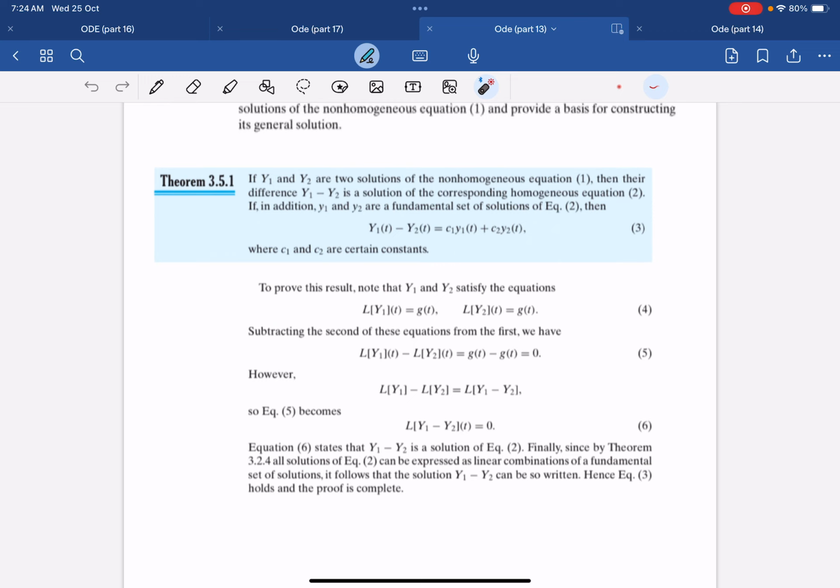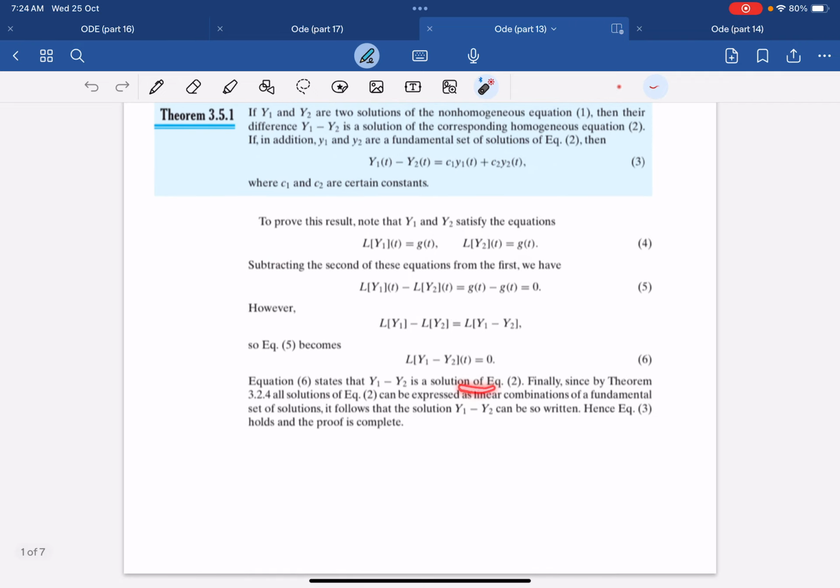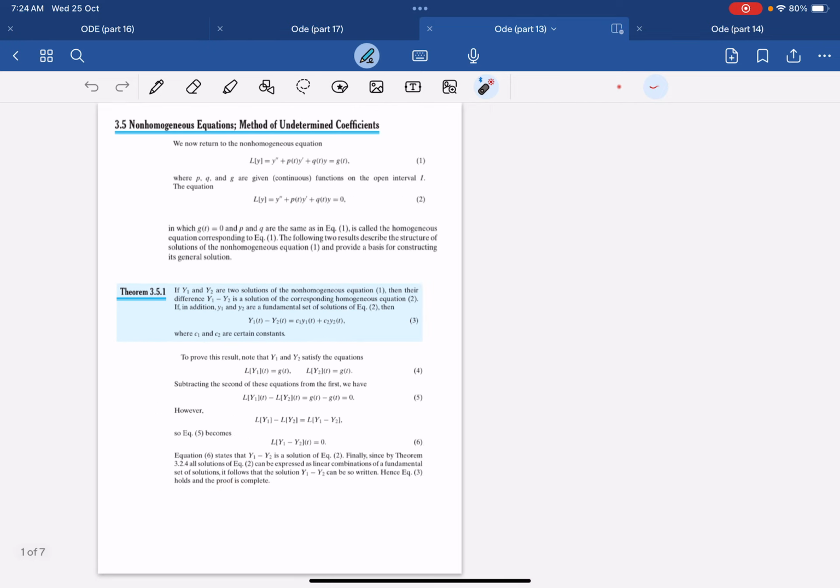To prove this, we just let the linear operator of y1 equal g(t), and the linear operator of y2 equal g(t). Then we subtract, and this will equal 0. Then since the linear operator preserves linearity, L(y1 minus y2) equals 0. This means that y1 minus y2 is a solution to the homogeneous equation. So this completes the proof.